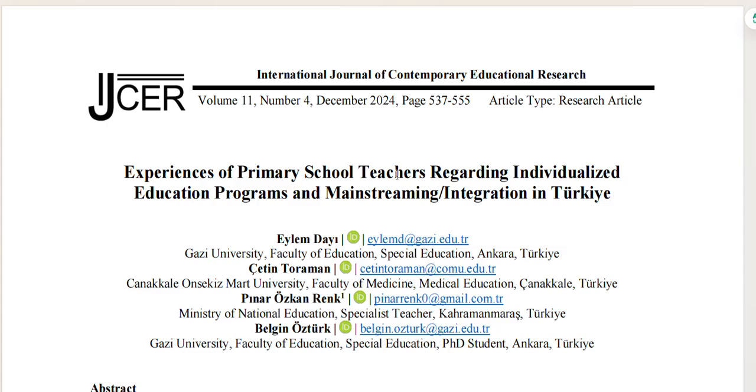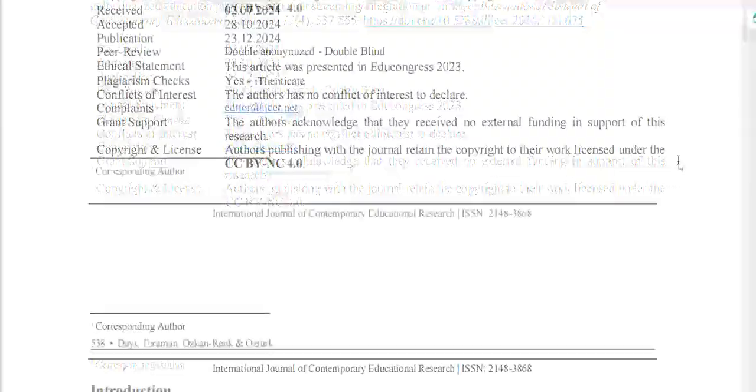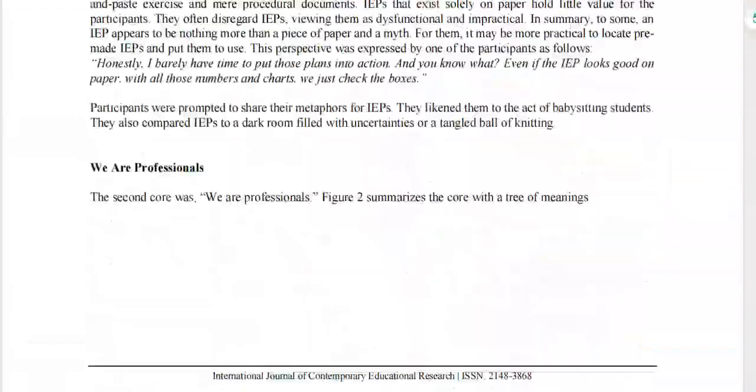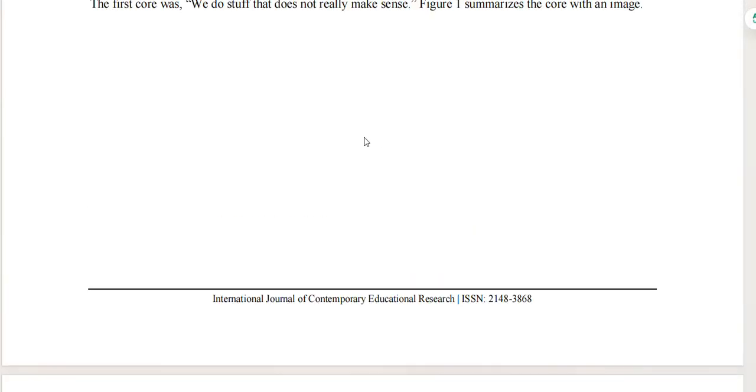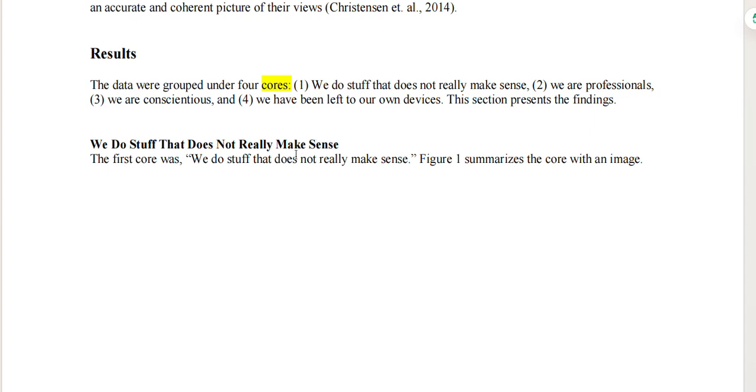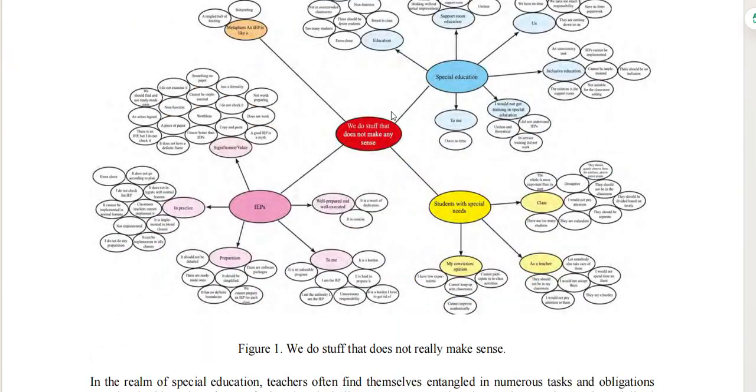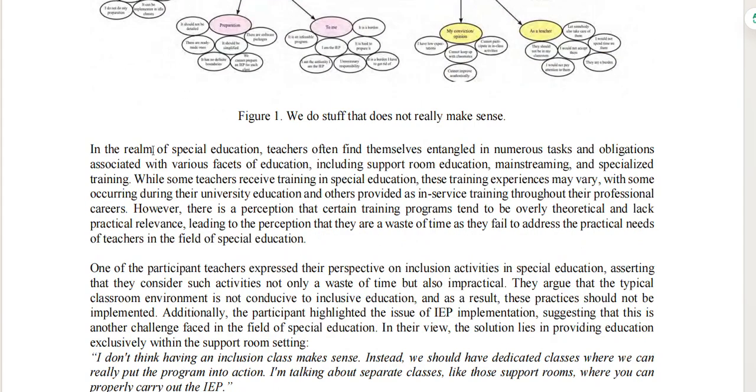Looking at the results, these were organized into themes, core meanings, and descriptive narratives.